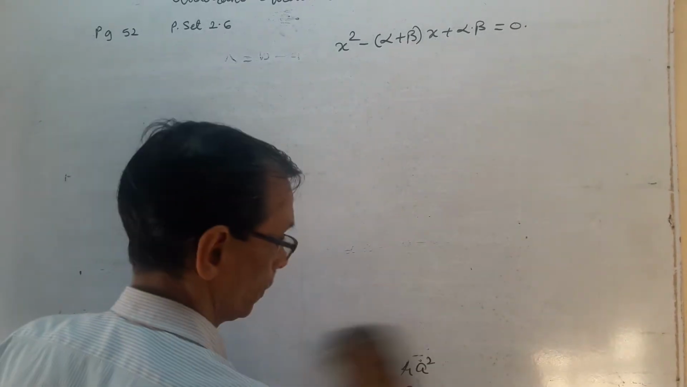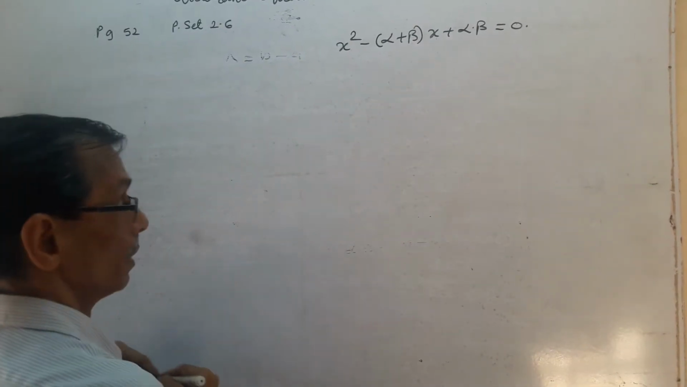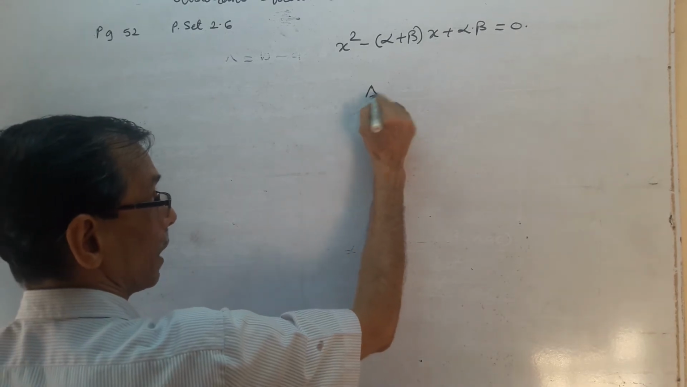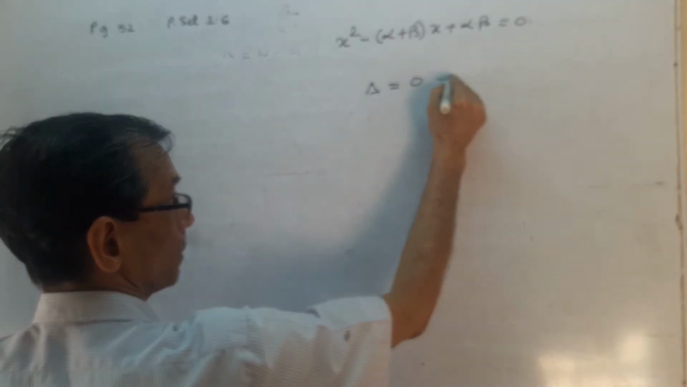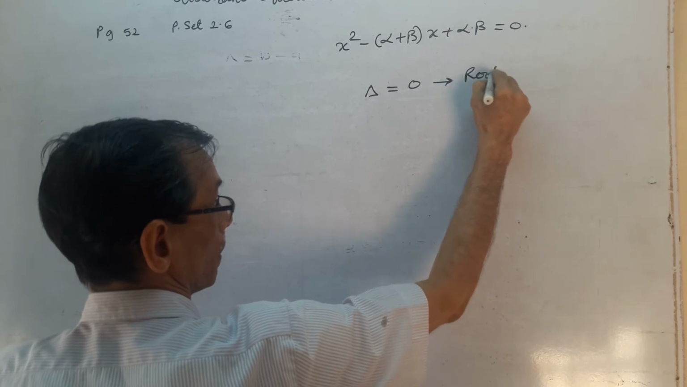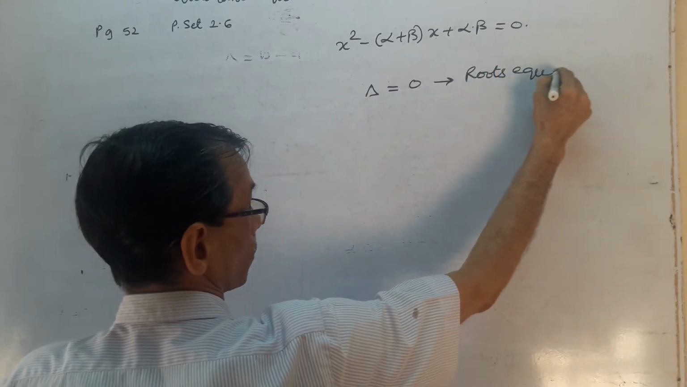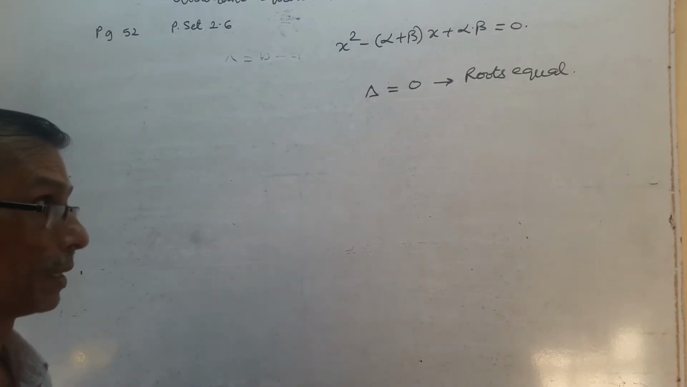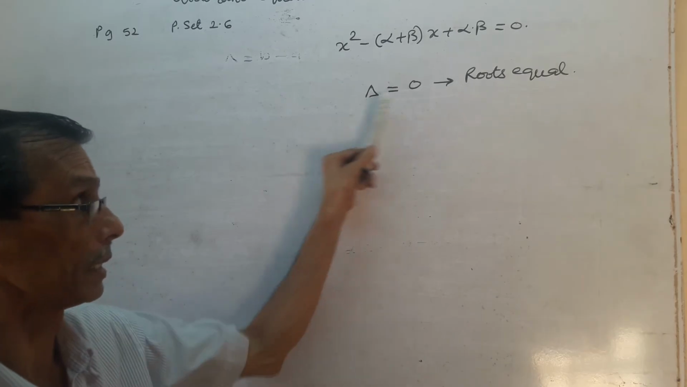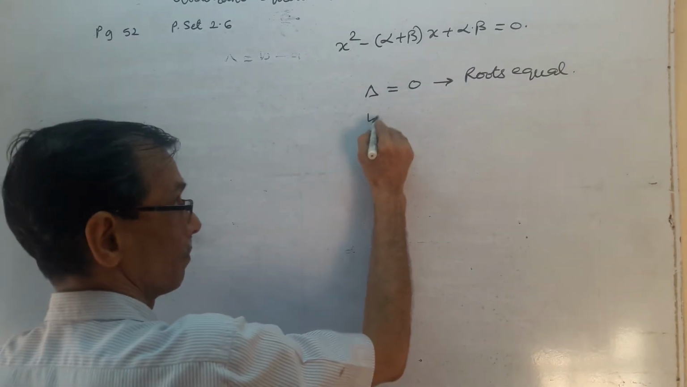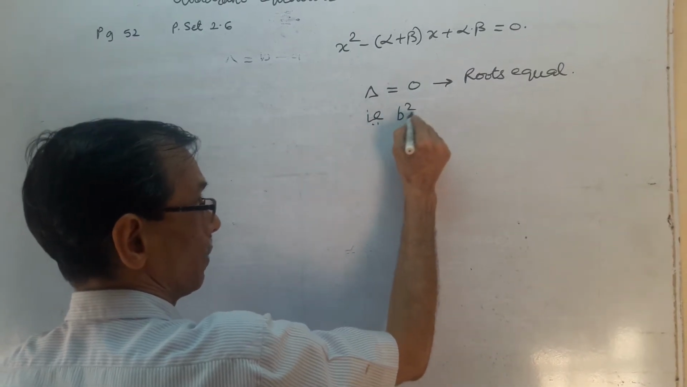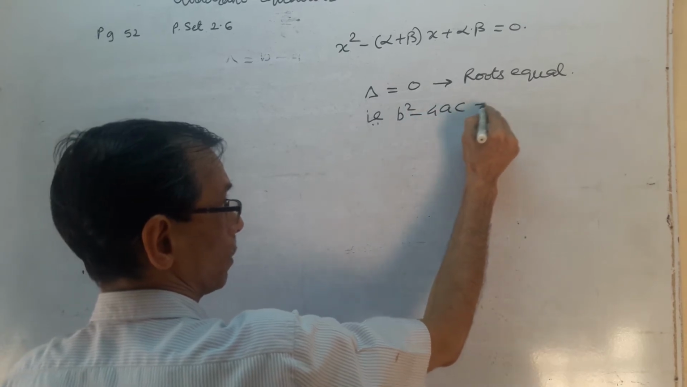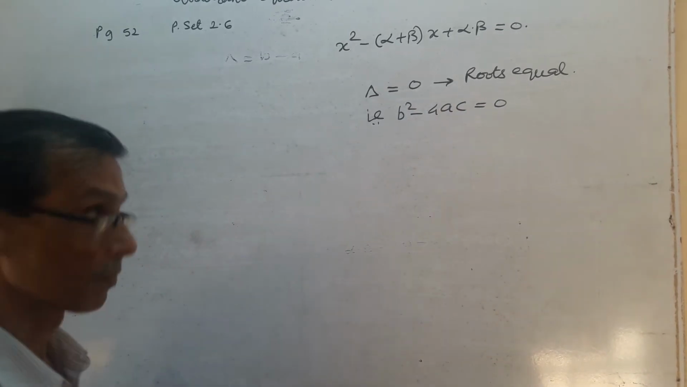But at the same time we know that if delta is 0, the roots are equal. Take note of this. If roots are equal, then delta must be 0. So whenever it comes in a problem that the roots are equal, then you have to put delta equal to 0. That is, b square minus 4ac is equal to 0, and you have to solve this.